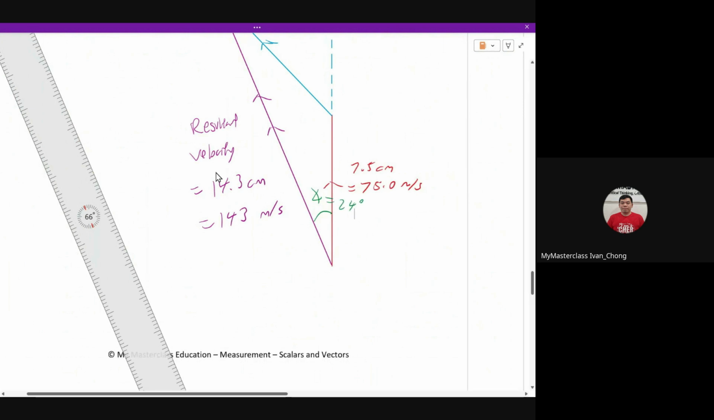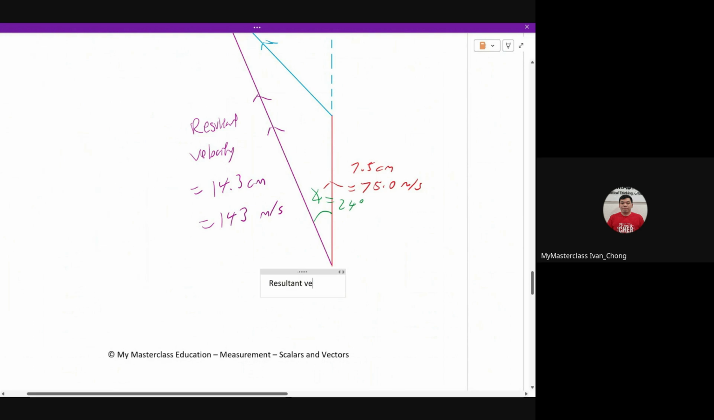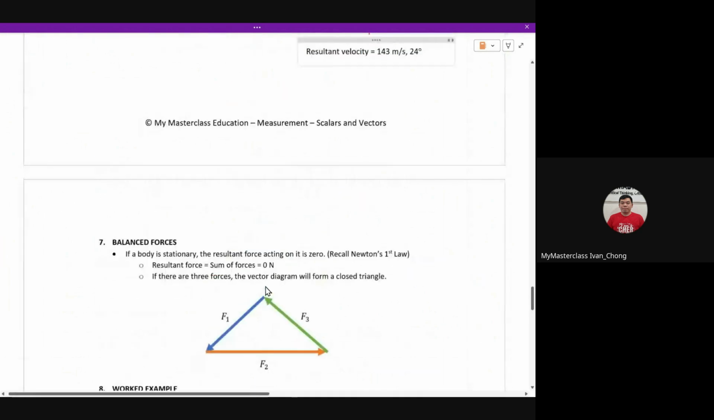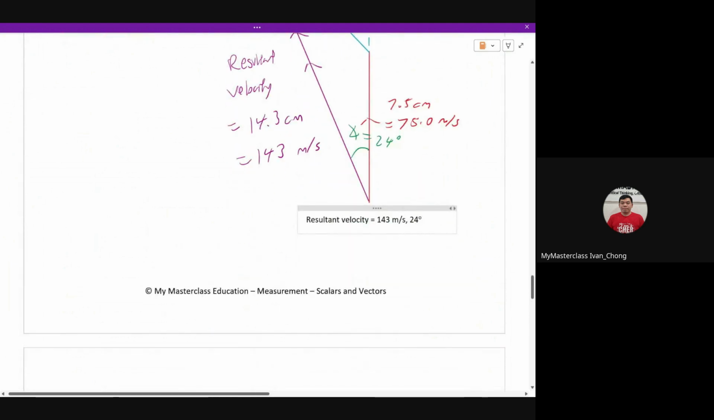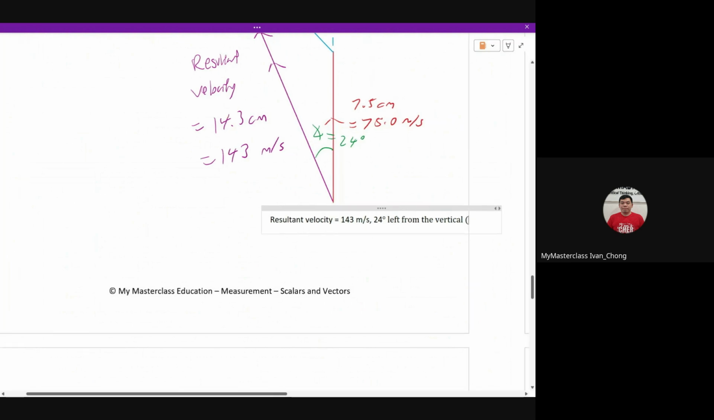All right, so how do we answer this question? We are supposed to just write resultant velocity equals, the value is 143 meters per second, comma, and we're going to write 24 degrees, 24 degrees left from the vertical. Or you can also say 24 degrees left of the 75.0 meters per second as well.